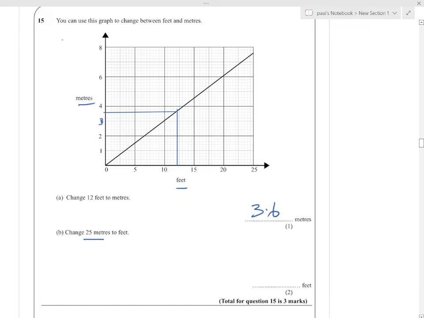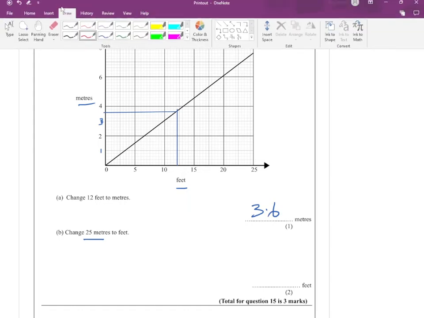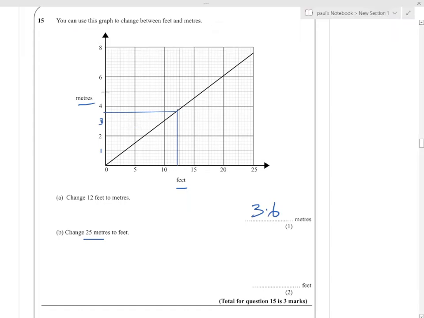Now 25 meters to feet. Oh, this is complicated because that didn't go up to 25. But what we can do is, say, change 5 meters, which is there, and that goes to there, and see what 5 meters is worth. 5 meters is that one. So that's 16.5. So 5 meters is equal to 16.5 feet.